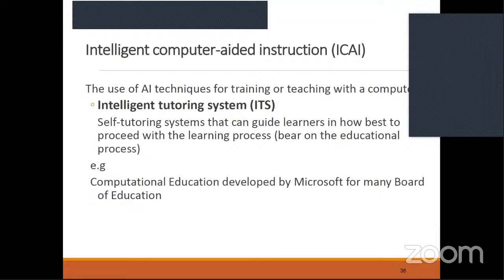So computational education is a big project happening throughout the world. People are working on how to engage learners using these computational techniques.